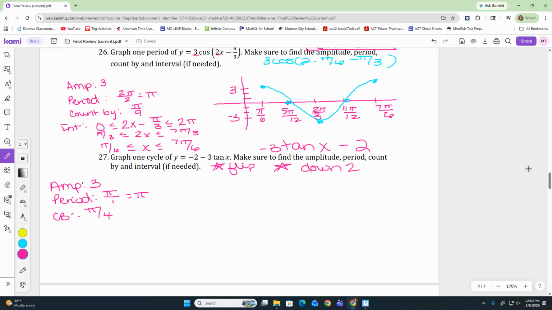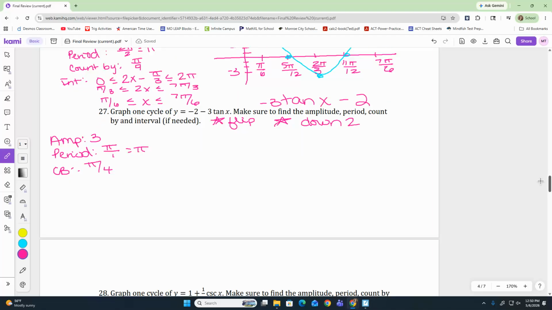Count by is period divided by 4. So we're counting by pi over 4. All right, interval. You don't have to do it here, but you can. Where do we graph tangent? And your argument, the angle in the middle. Cotangent goes from 0 to pi, and everything else is 0 to 2 pi. Okay.